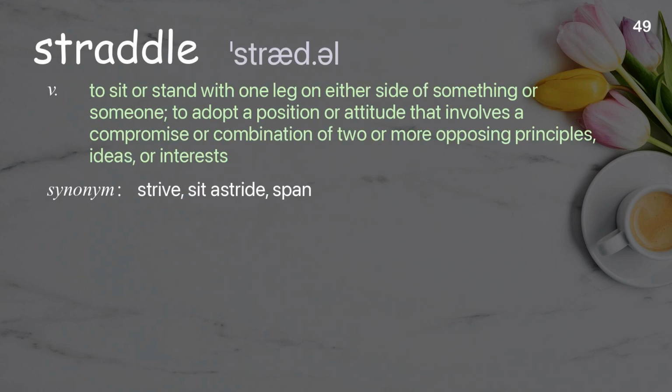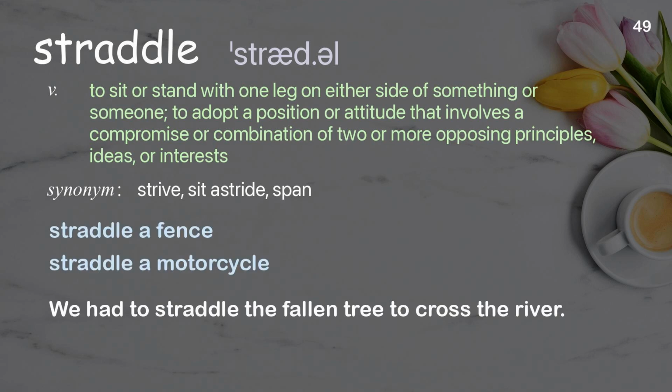Straddle. To sit or stand with one leg on either side of something or someone. To adopt a position or attitude that involves a compromise or combination of two or more opposing principles, ideas, or interests. Examples: straddle a fence. Straddle a motorcycle. We had to straddle the fallen tree to cross the river.